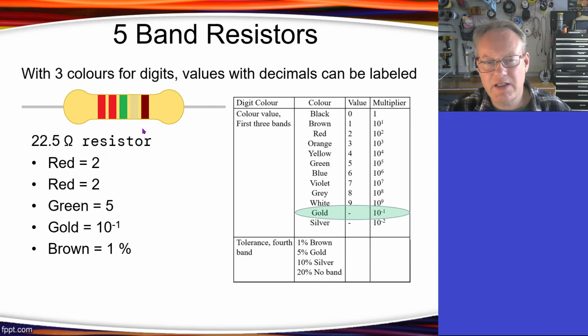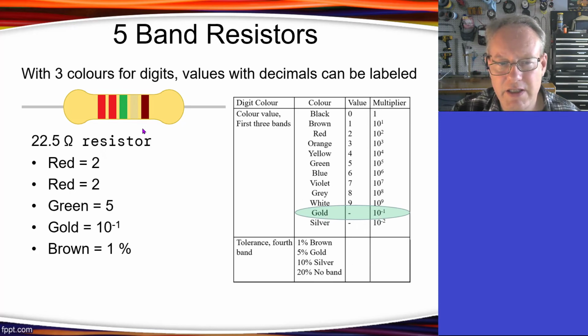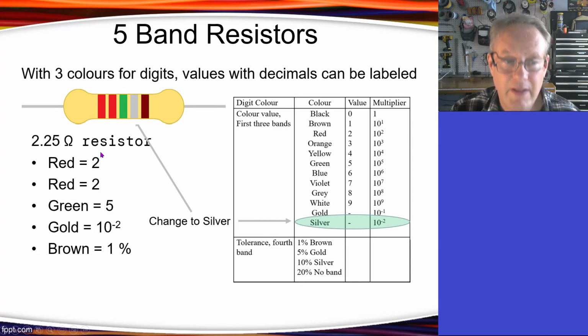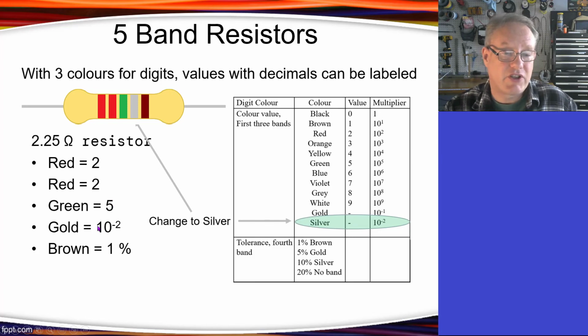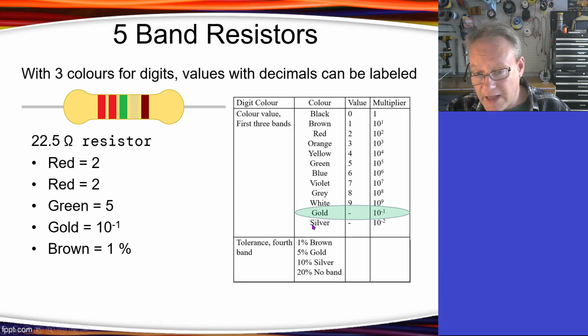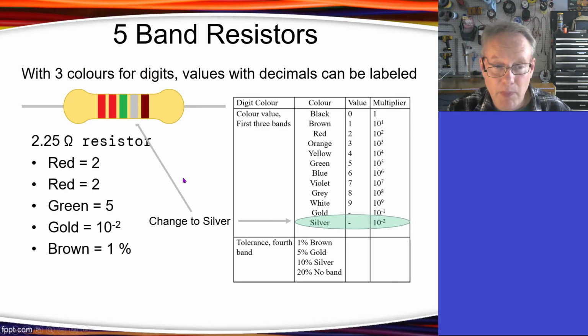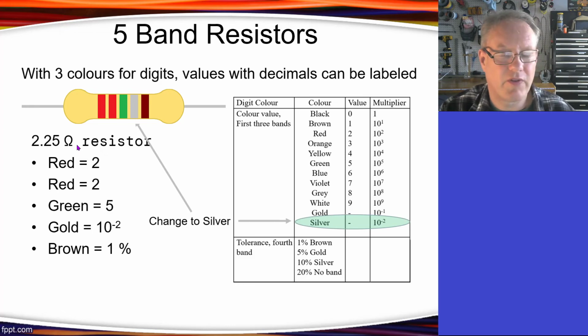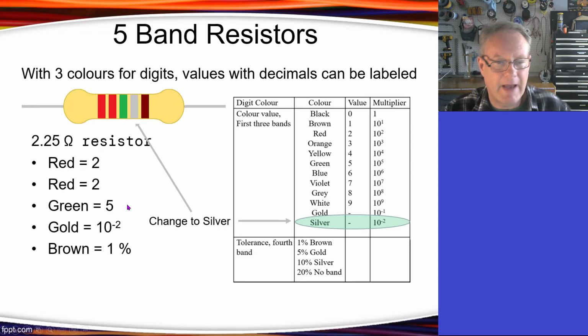So in this case, we're going to change this to silver if we're going to do times 10 to the minus 2. So if I wanted to do 2.25, then I would have to just change the multiplier. But for 22.5, I'm going to use gold. If I want to do 2.25, then I want to switch it over to silver, which indicates I'm switching the decimal that way one more time. So 2.25. There you go. So let's move on.